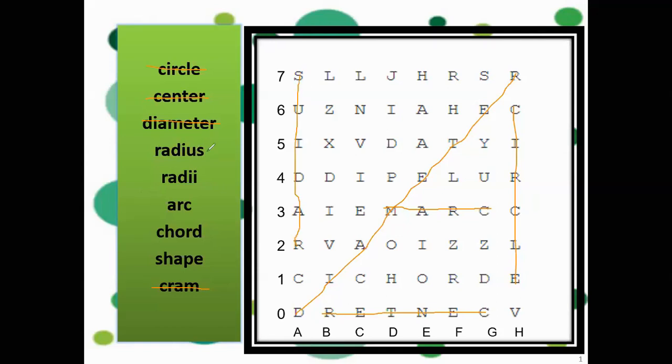All right. What about radii? Okay, radii begins at F7 and ends at B3. Great. What about the word arc? Shadi, good job. Arc begins at A3. You change the color. Arc begins at A3 and ends at A1.